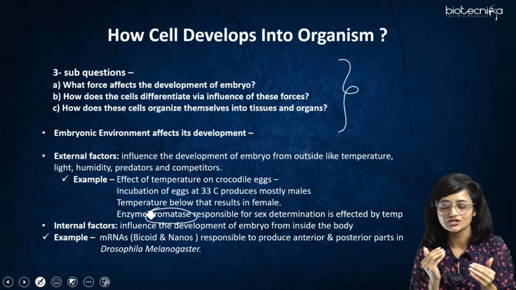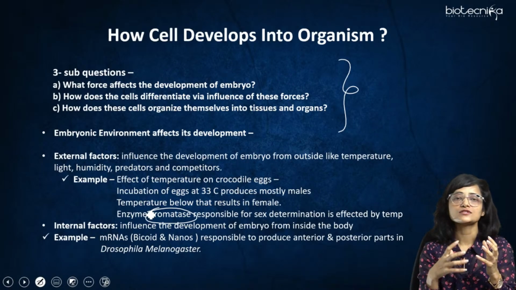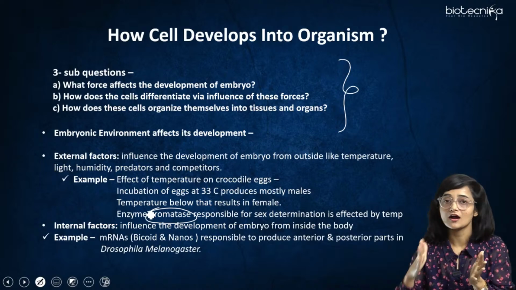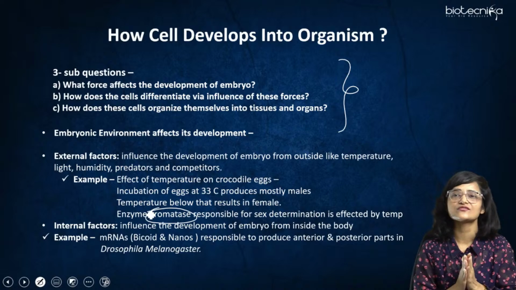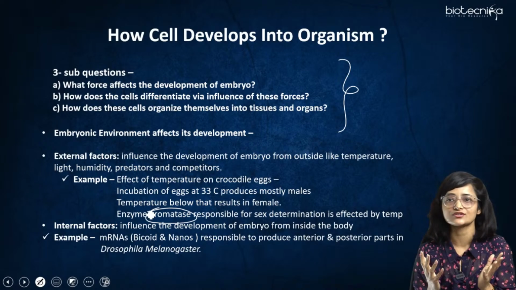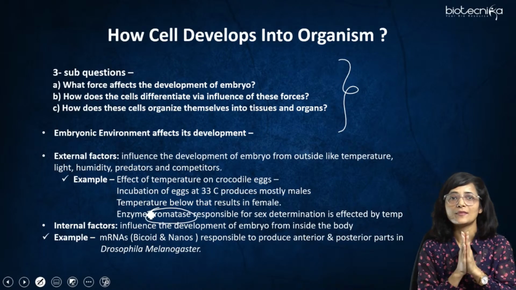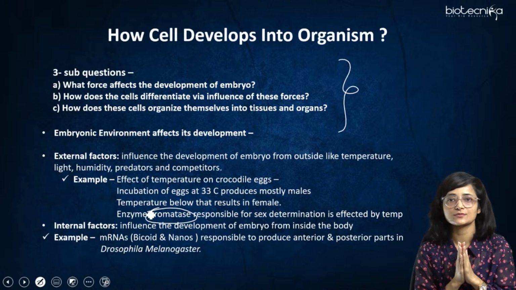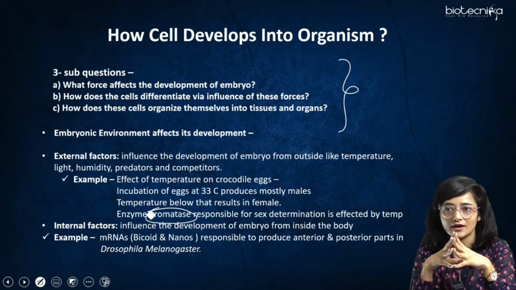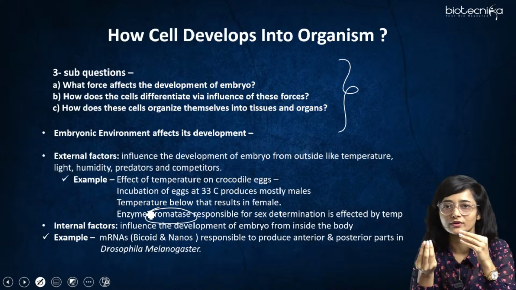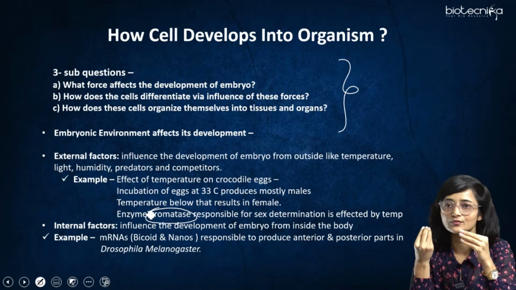The concentration gradients basically form a particular part of this Drosophila melanogaster on the basis of the gradient level. What is its concentration gradient, right? So bicoid is majorly responsible for forming the anterior part, and nanos is the mRNA which produces the nanos protein, which is responsible for the production of the posterior part.